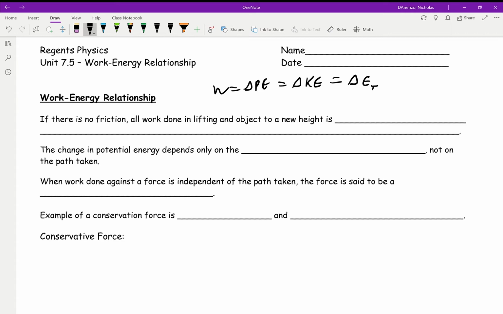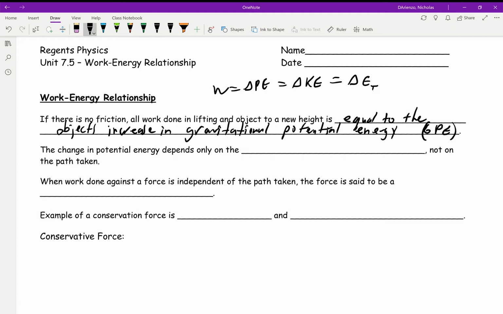So getting into this, if we, as we have done all year, don't consider any friction, any work that's done to lift an object to a new height is going to be equal to how much potential energy the object gains. It's equal to the object's increase in gravitational potential energy. And we abbreviate that GPE for short.